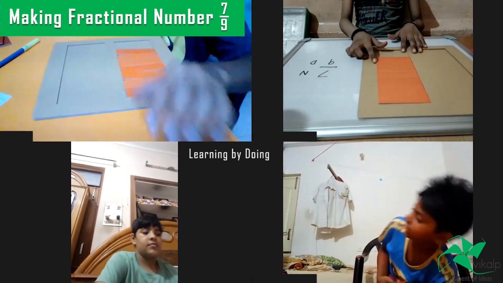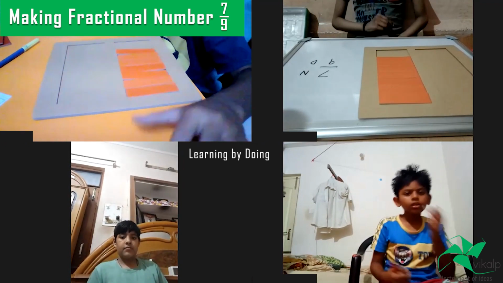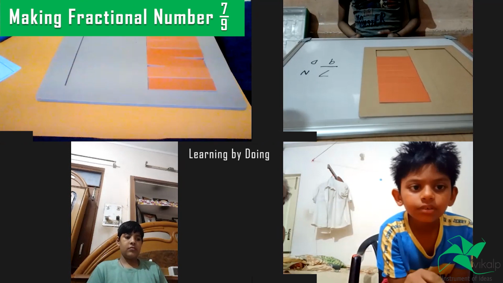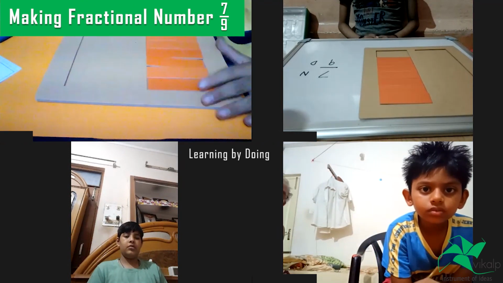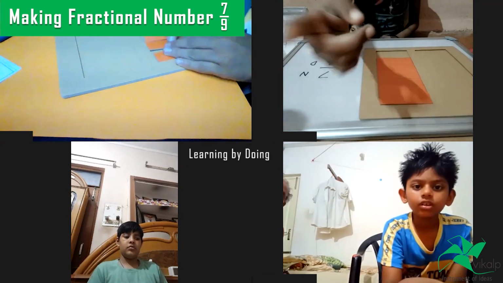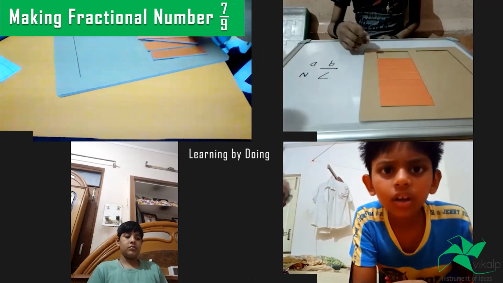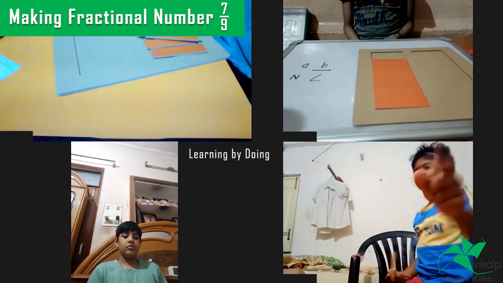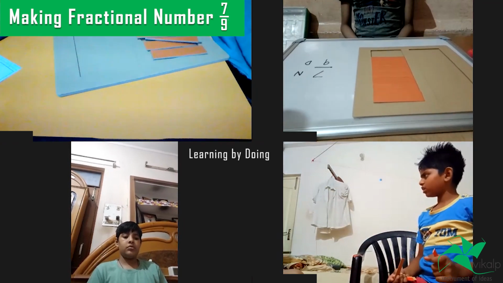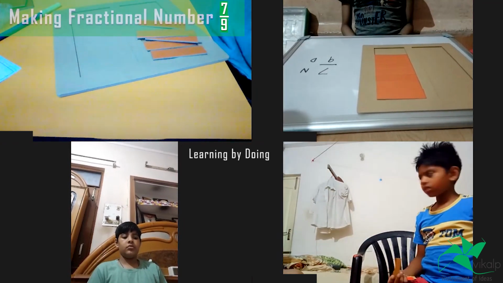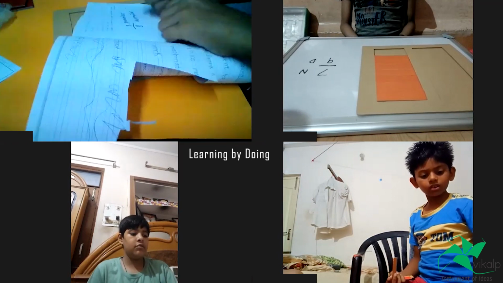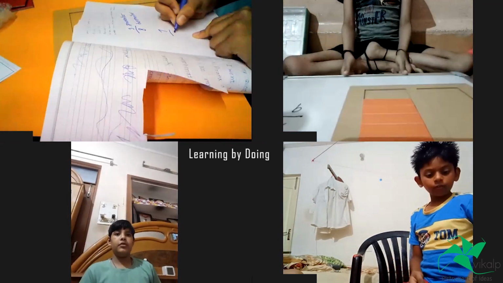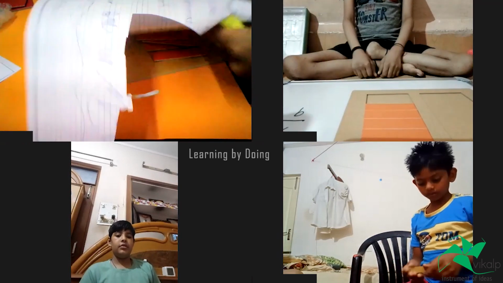I was not able to see the complete fraction set. Can you show me again? Now, Aman, you are correct. I thought it was 2 by 9. No, it was 7 by 9. Also write it somewhere and show me. 7 by 9. Divide the whole into 9 parts and take 7. Very good.